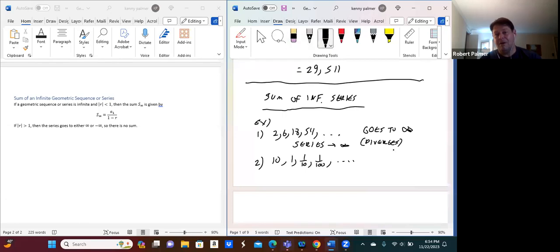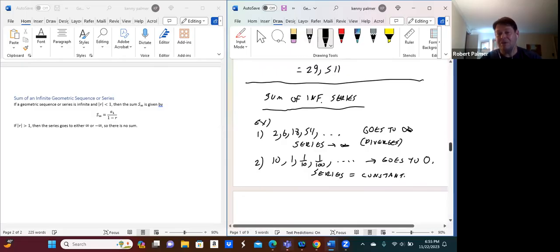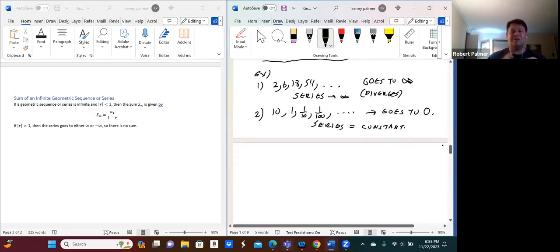Here, this obviously goes to 0. As the numbers are getting smaller and smaller, they're eventually going to be essentially indistinguishable from 0. But the series, if I actually add all these up, actually equals some constant, because essentially we're just adding tiny, tiny bits more to something, so it never actually grows, and kind of stays within a certain amount. Let's take a look at a few examples of that.